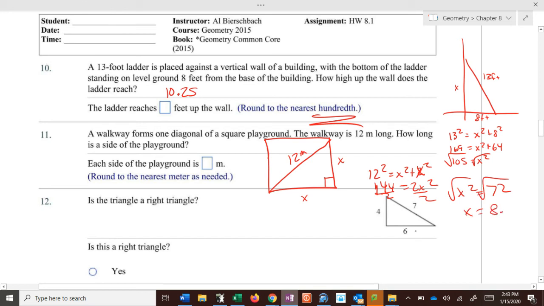8 point what? 8.48. Round to the nearest meter. Is it 8 or 9? 8. Because it's less than 50, so you round down.